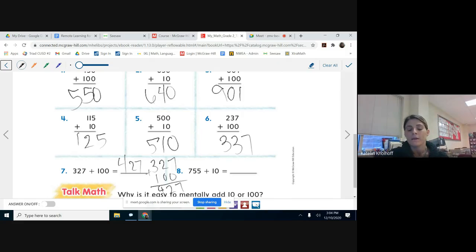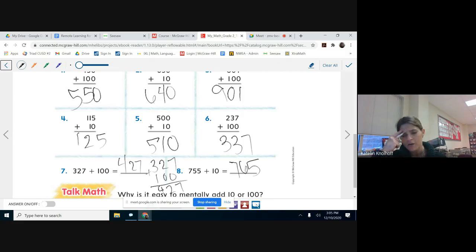Number 8, I'm just going to mentally add in my head. 755 plus 10. I know if I go up by 10, that answer is 765. Basically, it's just skip counting up by 10 or skip counting up by 100 if you do it that way. You can do it mentally in your head, which is really great to start doing.